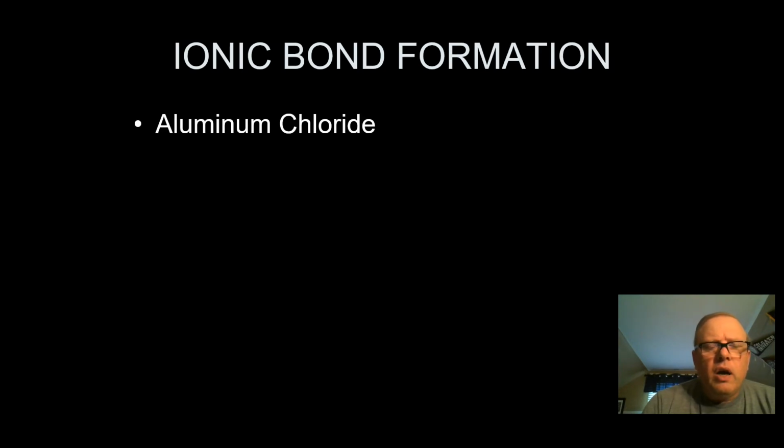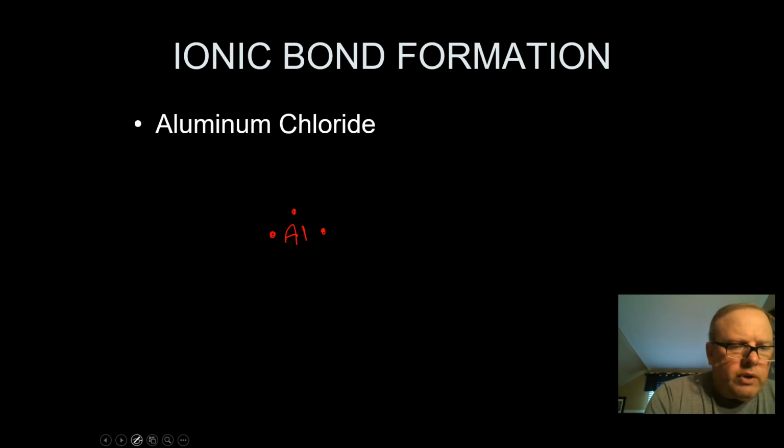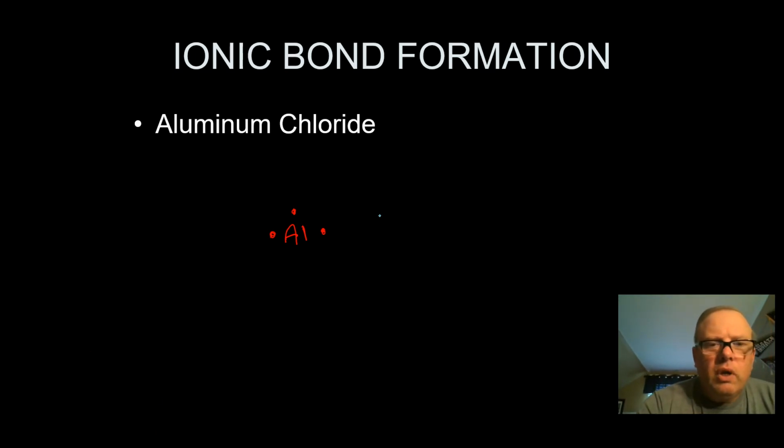Okay, I'm going to show you the ionic bond formation here with aluminum chloride. So aluminum here is going to have 3 valence electrons, 1, 2, 3, like that. And it wants to get rid of these 3 electrons so that it can be like a noble gas. And here we have chlorine.